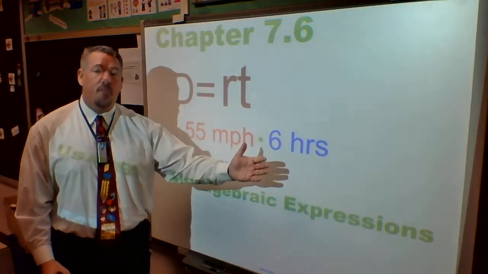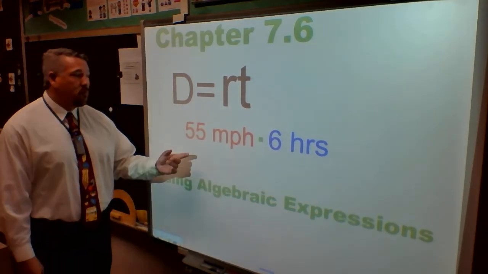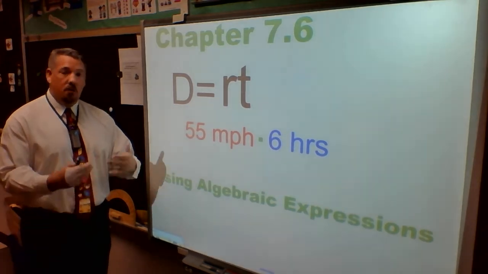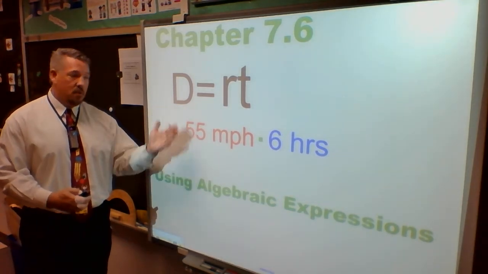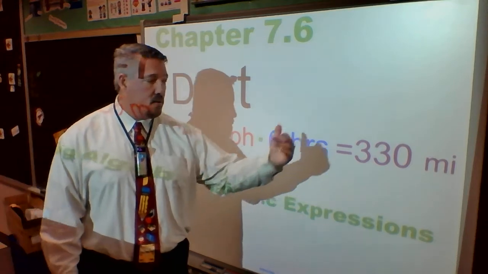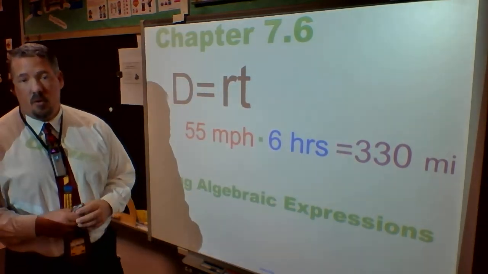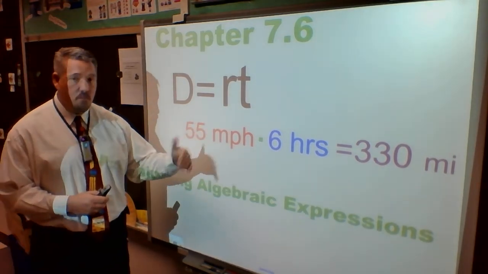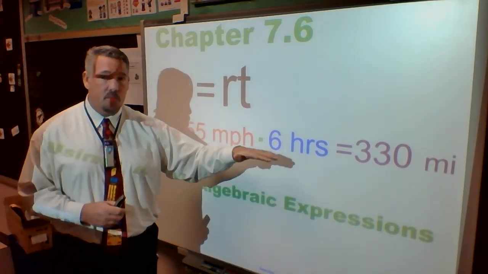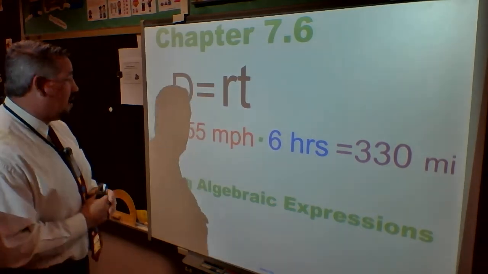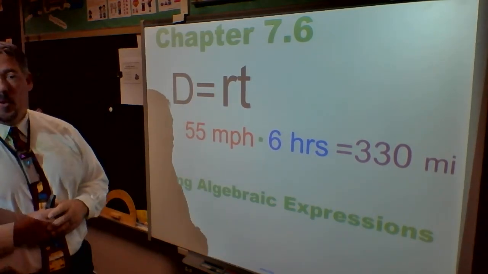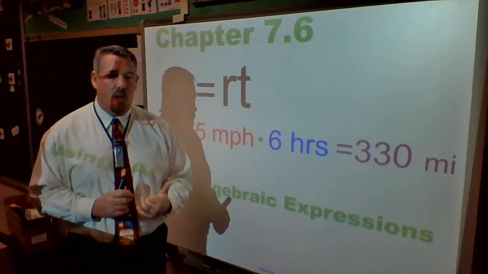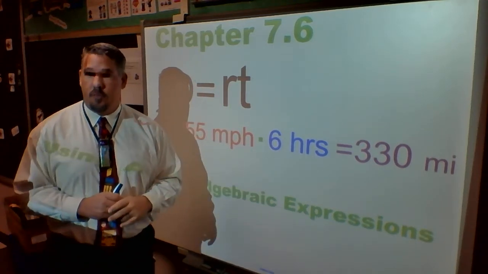If I know I'm going for 6 hours, and I know I'm driving at a rate of 55 miles per hour, then I would multiply those together to find my distance. And when I multiply those together to find my distance, I know that I'd be going 330 miles. Not miles per hour, just miles, because I took my rate times my time, and then I'm finding the distance that I'm going. So take your time, read how the story problem's set up. Make sure your expression is correct first.